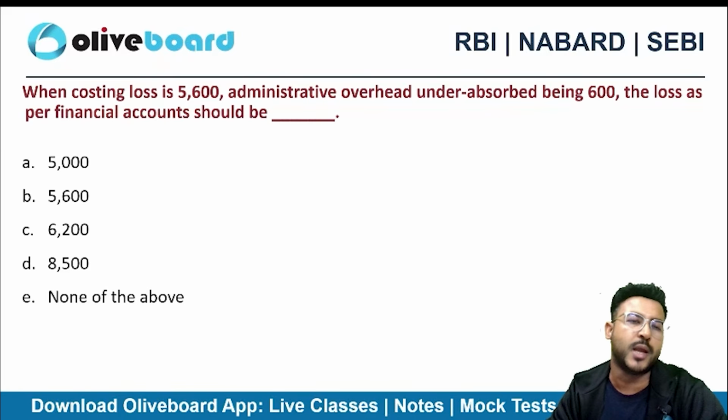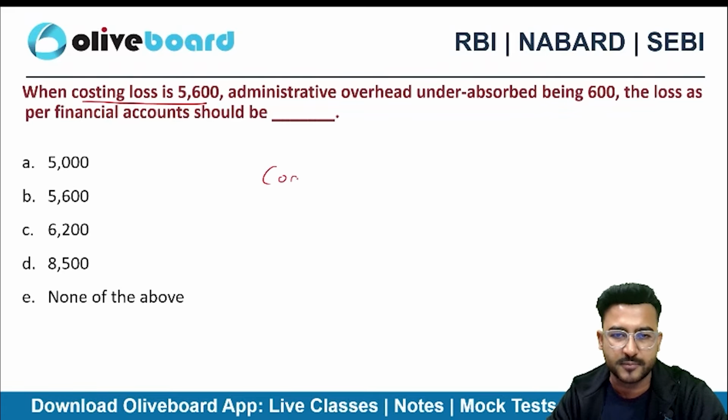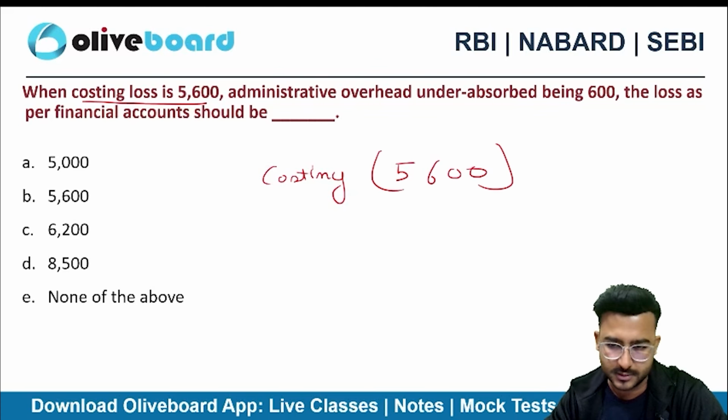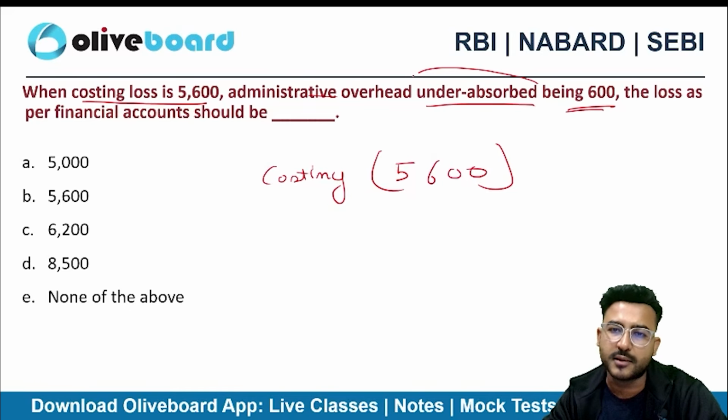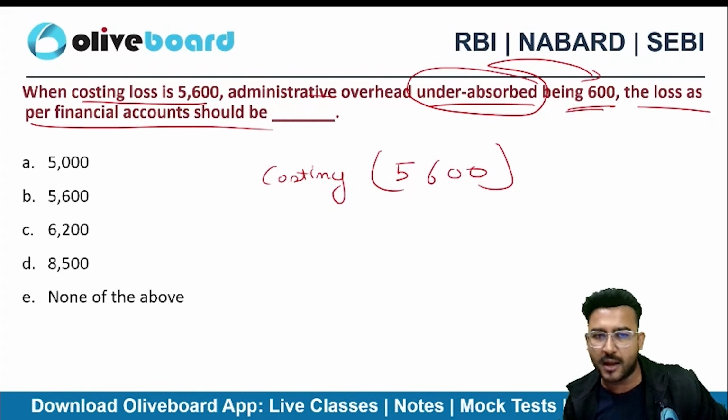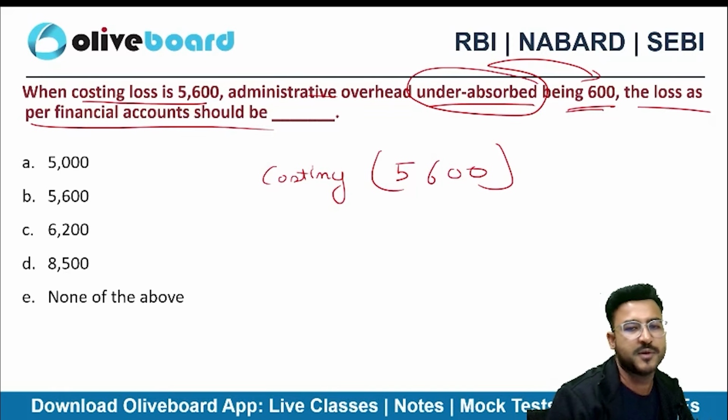Acha, tell me this one. When costing loss, there is a loss in my costing, 5,600. That's a loss. Administrative overheads under absorbed being 600. I have not absorbed this much. What will be the loss as per financial accounts?